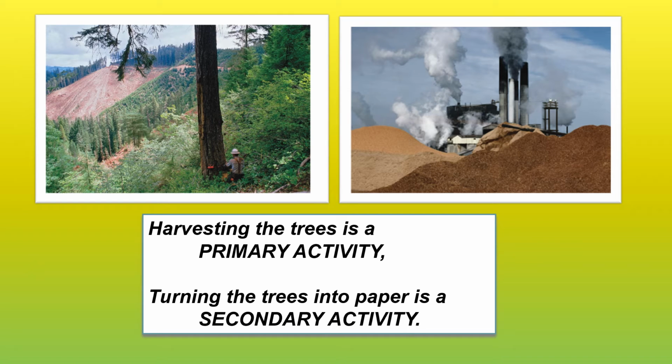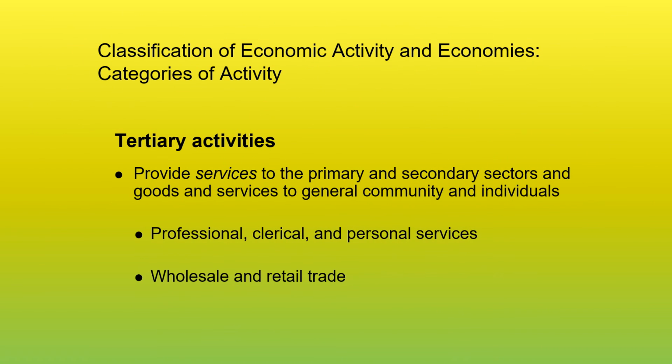All right, let's see. It's a couple pictures from your book. The picture on the left, harvesting the trees would be a primary activity, and you see a logger cutting down the tree. But then turning the trees into paper is manufacturing, so that's a secondary activity. And I suppose in the building back there, there are people that work in the office. They would be in the service industry. Tertiary. All right, so yes, tertiary activities, that's the services.